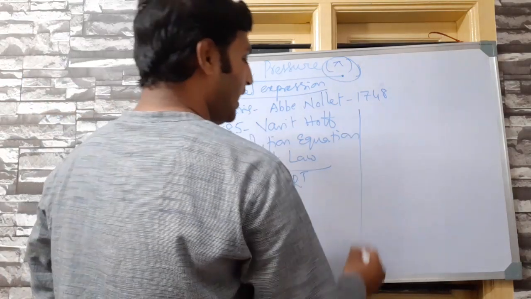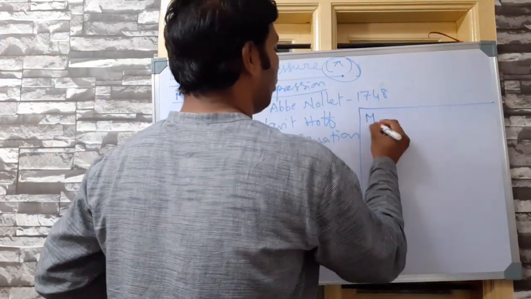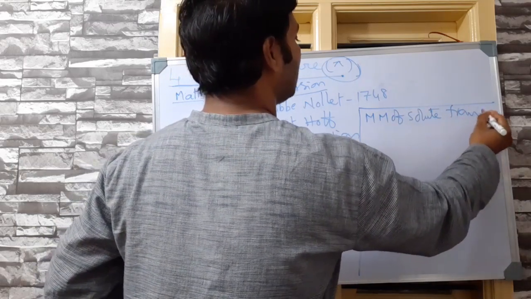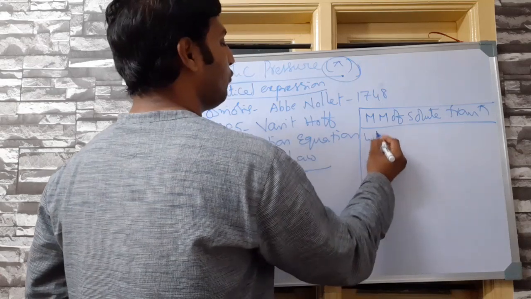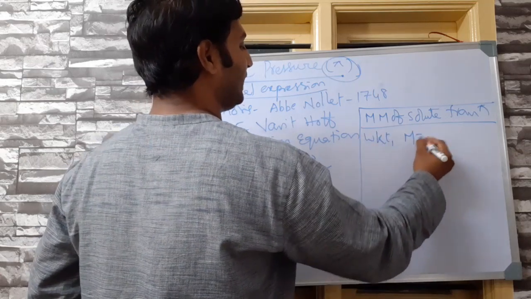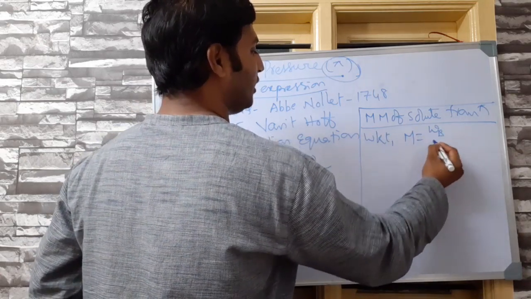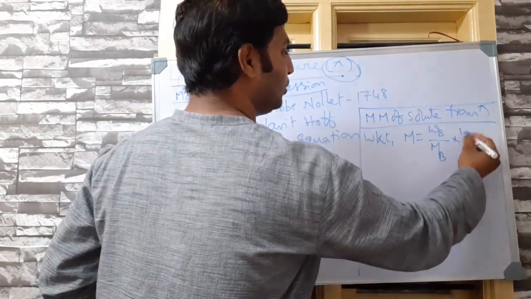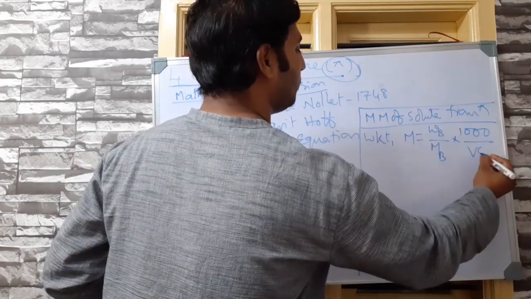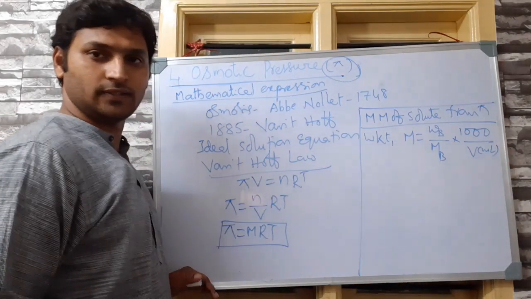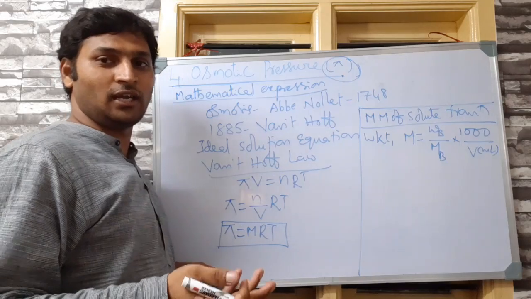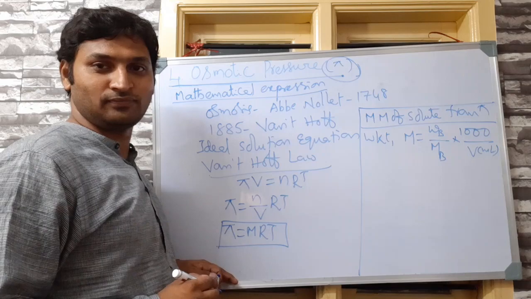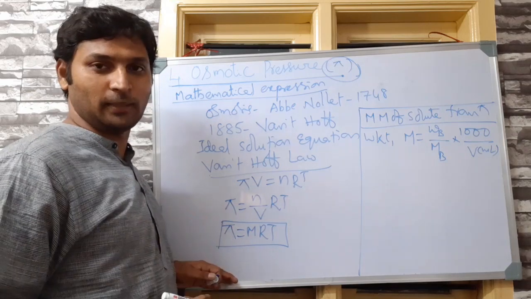Now, how do we determine molar mass of solute from osmotic pressure value? We know that molarity is equal to weight of solute divided by molar mass of solute into 1000 by volume of solution expressed in milliliters. This you have studied both in first year and probably in the beginning of this chapter in second year before your lockdown. Remember, molarity is a very popular formula.